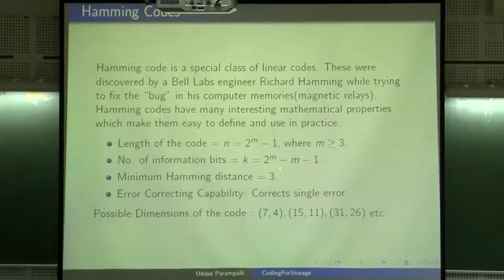So I can now assume that I can easily talk to you about integers. For example, the length of the code is always 2 to the power of m minus 1, where m is another integer greater than or equal to 3.